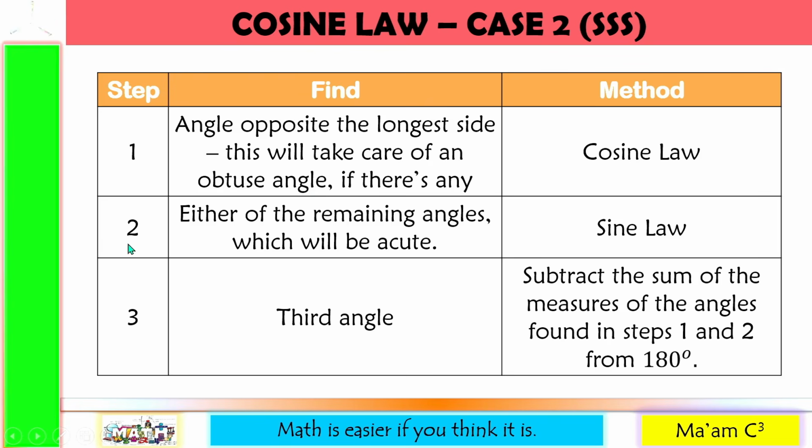Next step, step 2, we can solve either of the remaining angles. For sure, it will be an acute angle, less than 90 degrees. And we do this using sine law. And finally, step 3, the third angle can be solved by subtracting the measures of the angles found in step 1 and step 2 from 180 degrees.